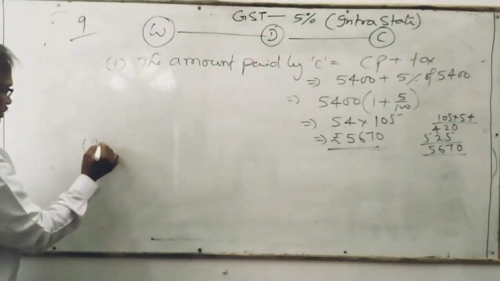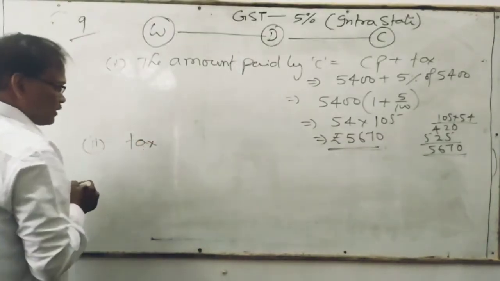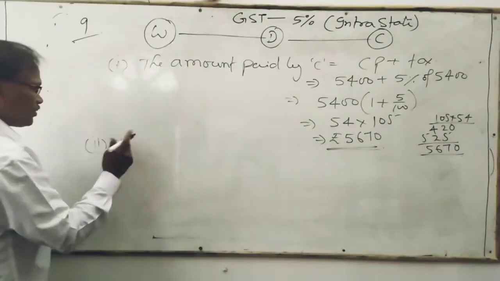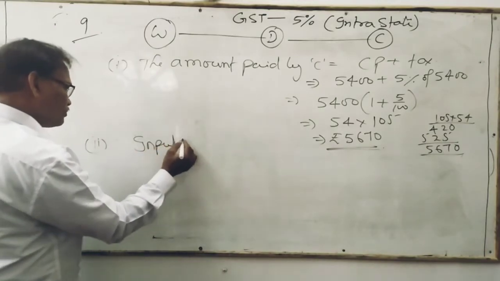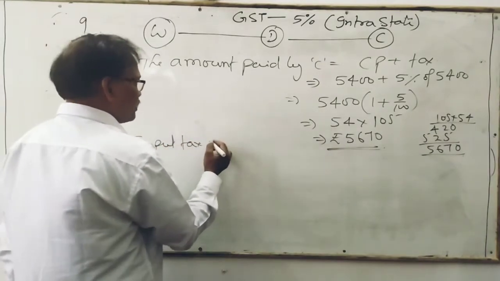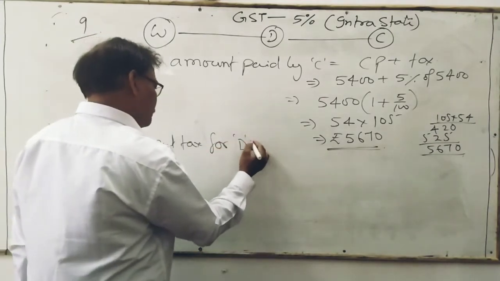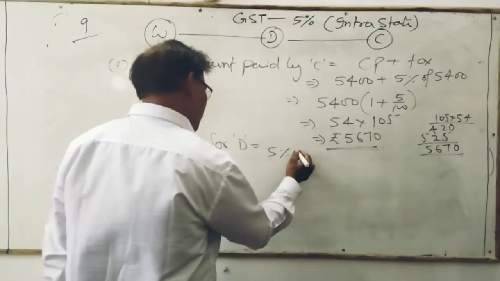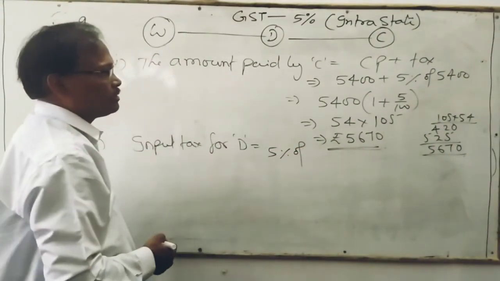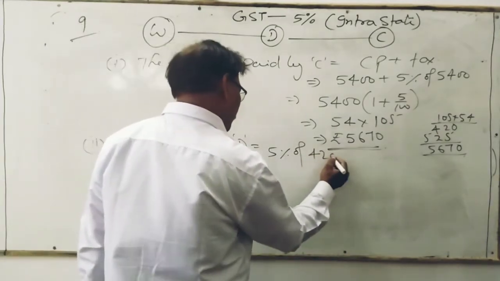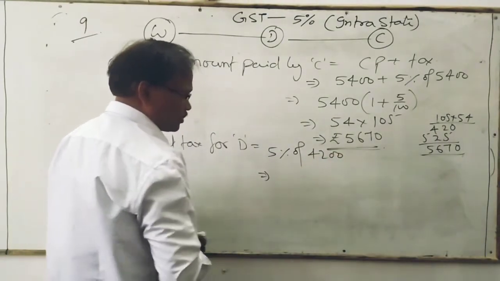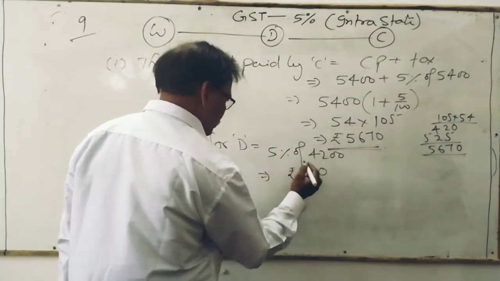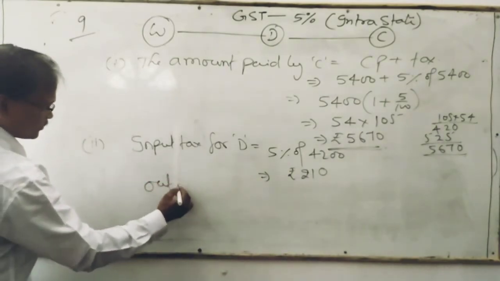तो सेकेंड पार्ट टैक्स, तो इसके फॉर दिस यू हैव टू फाइंड द इनपुट एंड आउटपुट टैक्स. तो पहले इनपुट टैक्स निकाल लें. इनपुट टैक्स for dealer is equal to input tax on purchasing their item. तो 5% of purchase कितने में किया था? 4200. तो 5% of 4200 that is equal to 210 rupees.